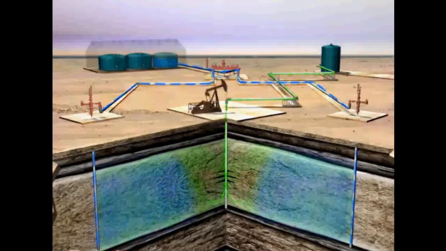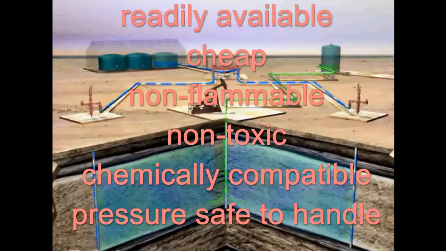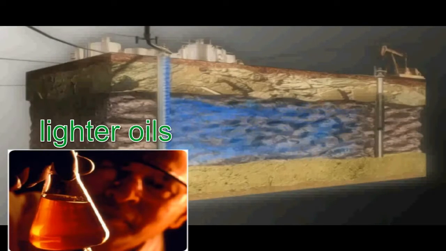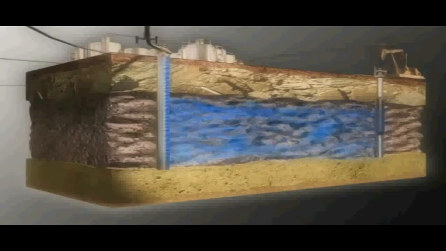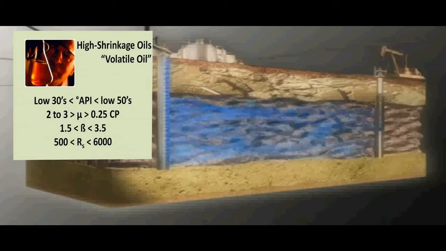The reason this method is so popular is because water is readily available, cheap, non-flammable, non-toxic, and chemically compatible with reservoir fluids. Its pressure is safe to handle and it works very well. Water flooding works best with lighter oils. Because viscosity is a factor that determines oil's ability to move through the reservoir, its mobility ratio, reservoirs with heavy, viscous oil don't benefit as much from water flooding as reservoirs with high API gravity and low viscosity oil.